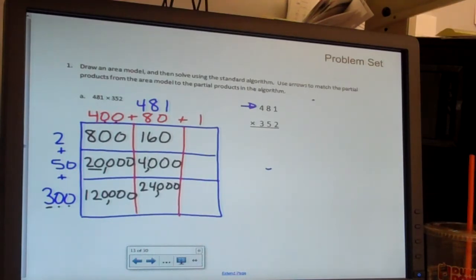Good. The last column here is really easy. Anything times 1 is itself. So 2 times 1 is what? 2. 50 times 1? 50. And 300 times 1? 300. Then you add them all. Brady, is that appropriate?